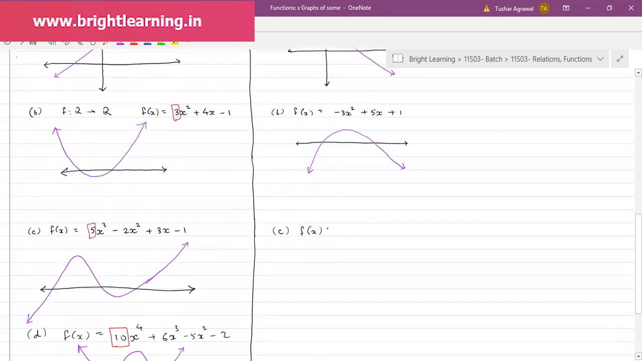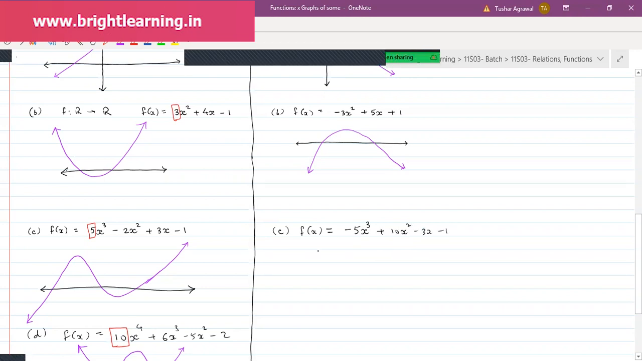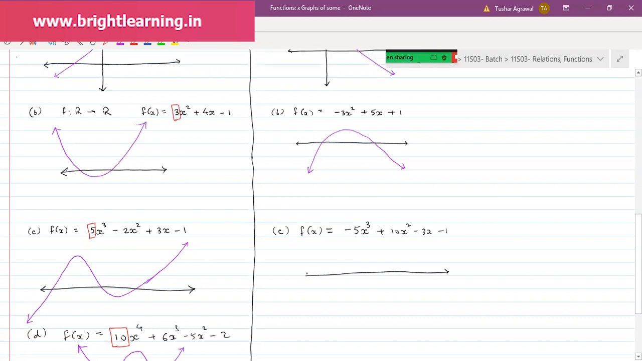f(x), a cubic polynomial with a negative coefficient. Take any negative coefficient, let's say minus 5x cube, and the remaining as you like, plus 10x square minus 3x minus 1. Now I have not checked these coefficients together in combination, whether or not they will give me 3 real roots or only 1 real root. But the graph will definitely be of this shape.